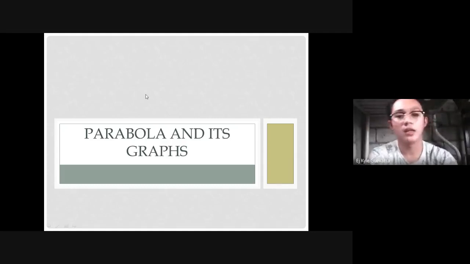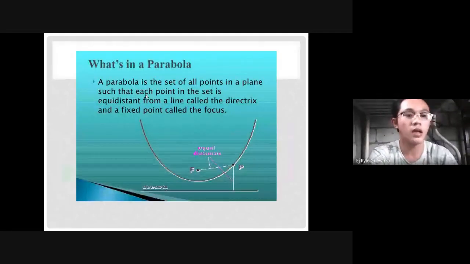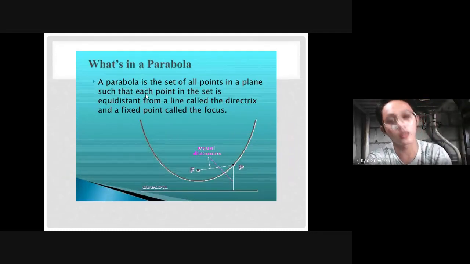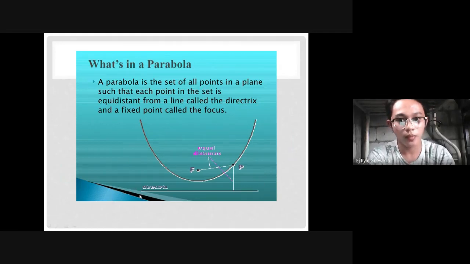So, parabola and its graphs. What is a parabola? A parabola is the set of all points in a plane such that each point in the set is equidistant from the line called the directrix, this one at the bottom, and the fixed point called the focus. That is our parabola. Since there is no Cartesian plane yet, you do not see the vertex, latus rectum, and the axis of symmetry.